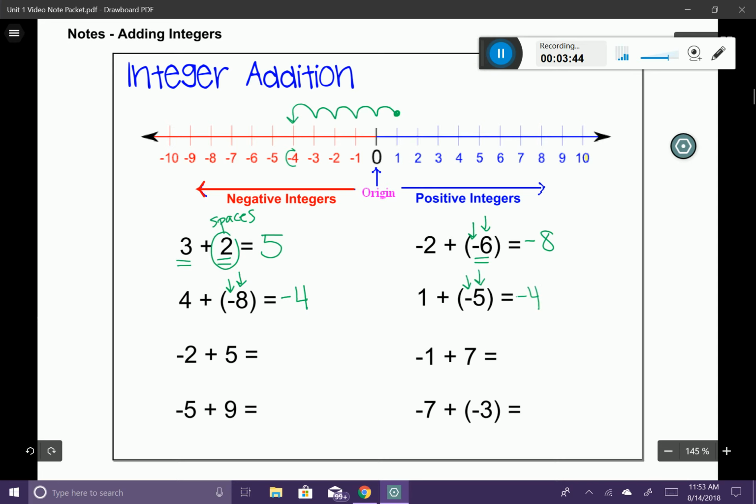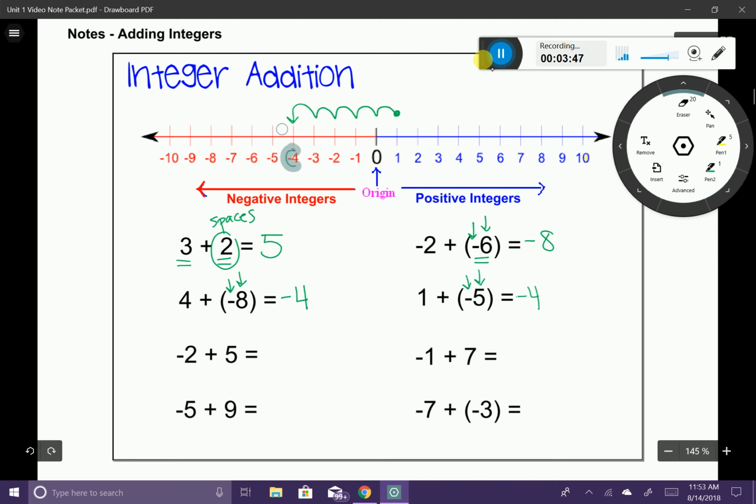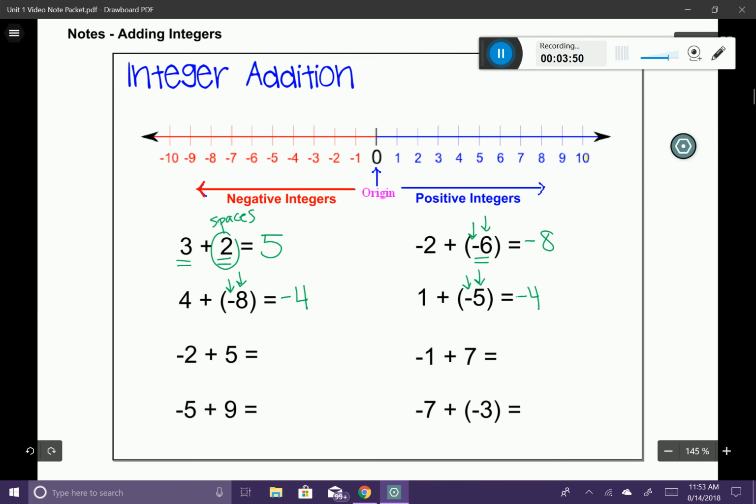Now I do want to mention something. This is a nice visual way to kind of understand integers. Let's use that last example.